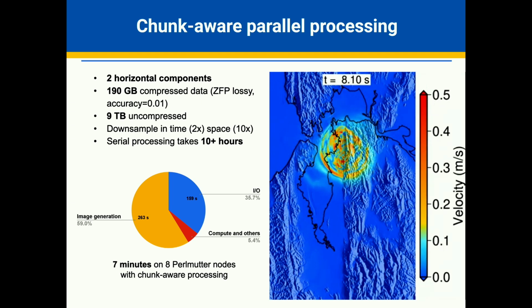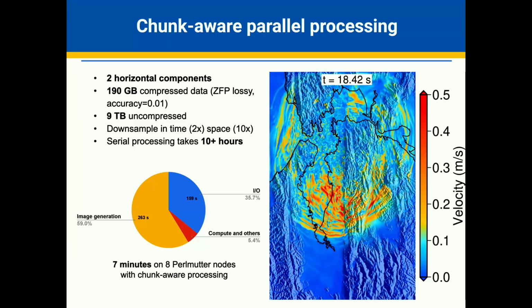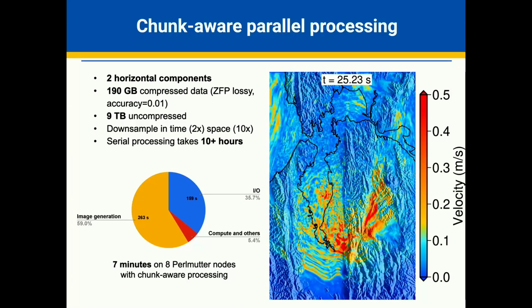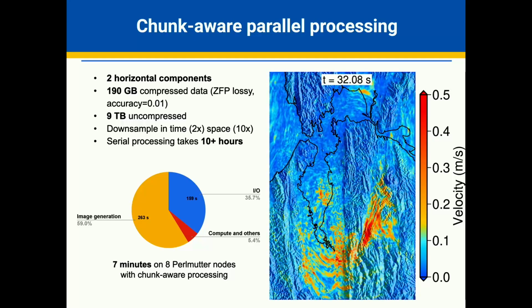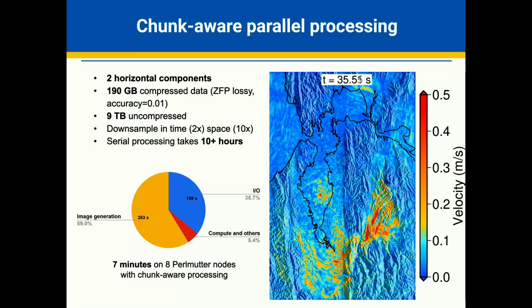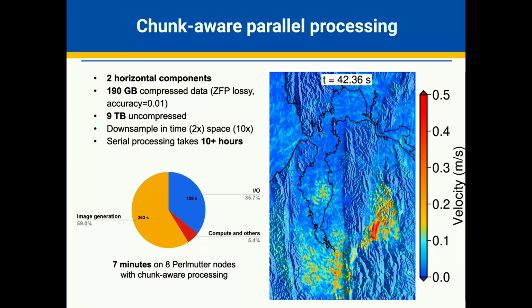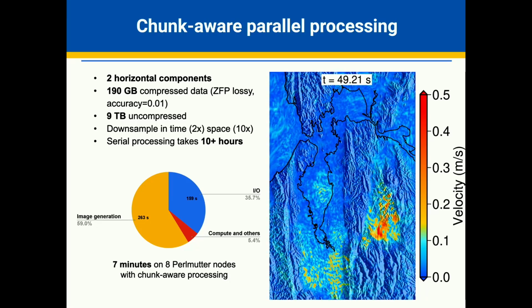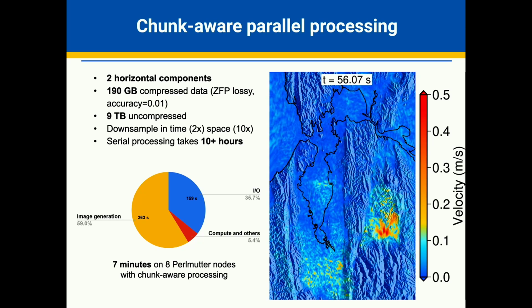To generate this animation, we use 2 horizontal components, and we take the square root of the sum of the squares of the 2 horizontal components. There are in total 190 GB of compressed data for the 2 components, and if we uncompress it into memory, because we have to do that to operate on it, that's 9 terabytes. To make this animation, we further downsample in time, because for animation we don't need too high a frame rate. We use about 25 frames per second, which corresponds to a factor of 2 in time. We also spatially downsample by a factor of 10x, and that produces good enough resolution for us to inspect.